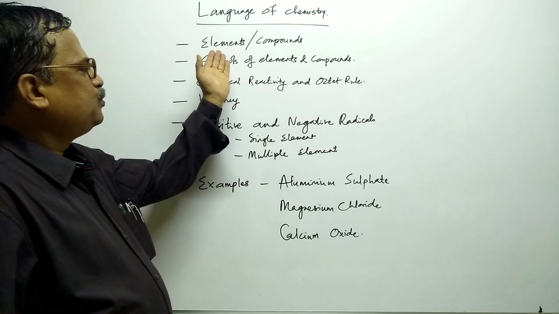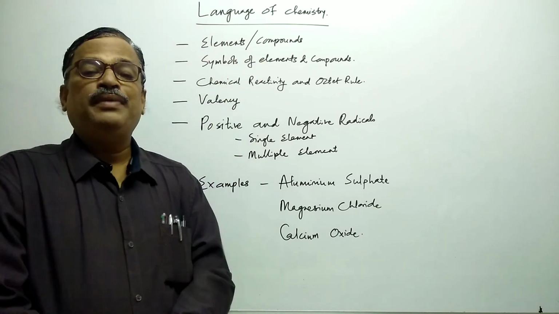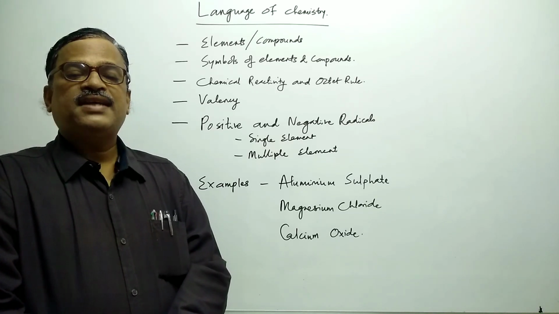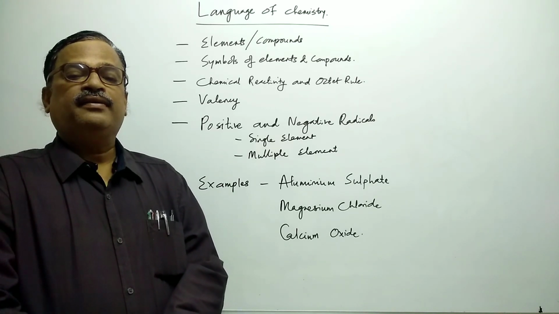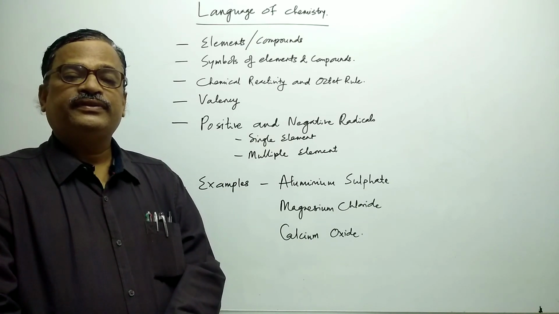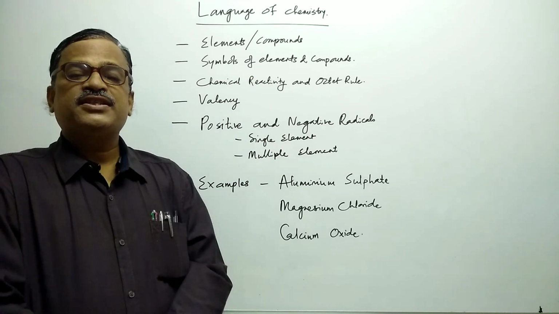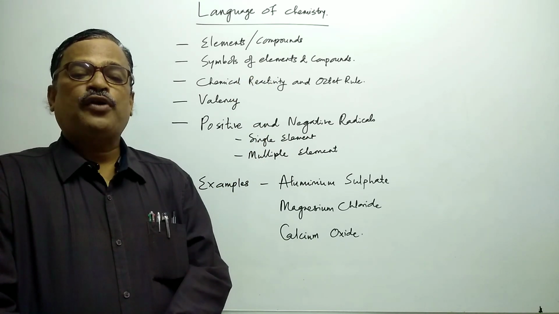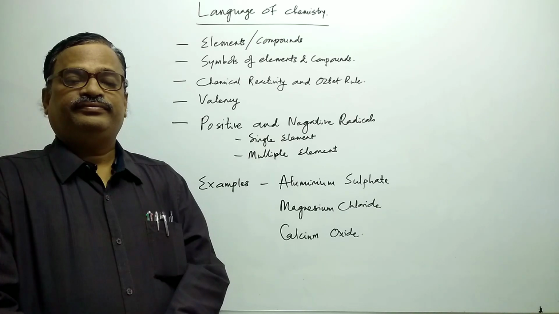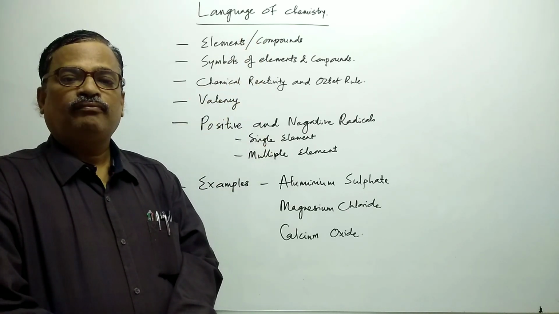The substances are of two types, elements and compounds. What are elements? Elements are substances which contain a single type of atoms, the same type of atoms. What are compounds? Compounds are the substances which contain atoms from different elements. So that is elements and compounds.